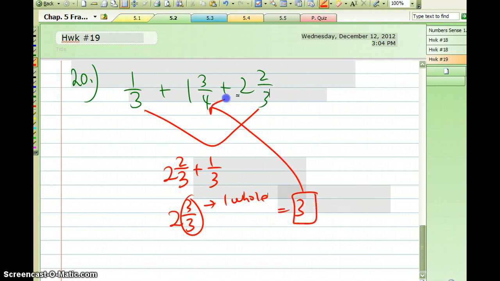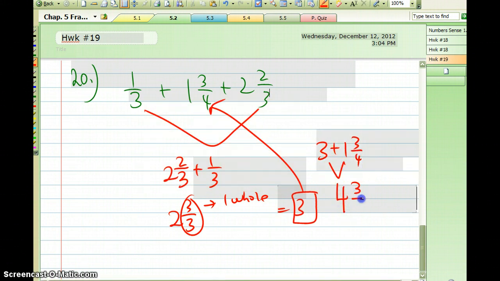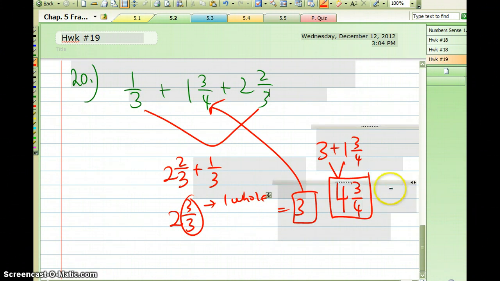Then I'm going to add that with the 1 and 3 fourths. So 3 plus 1 and 3 fourths gives me a total of 4 wholes plus 3 fourths fraction. So my final answer would give me D. That's how many cups I need of ingredients.